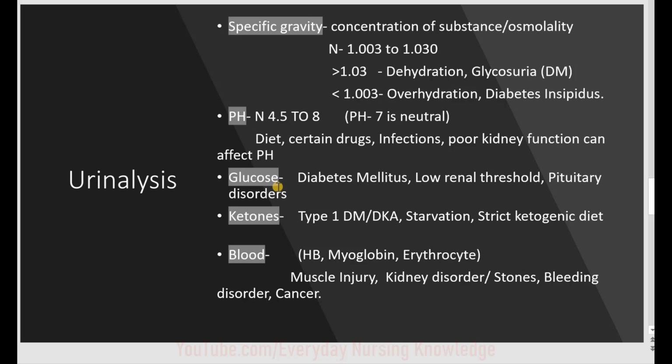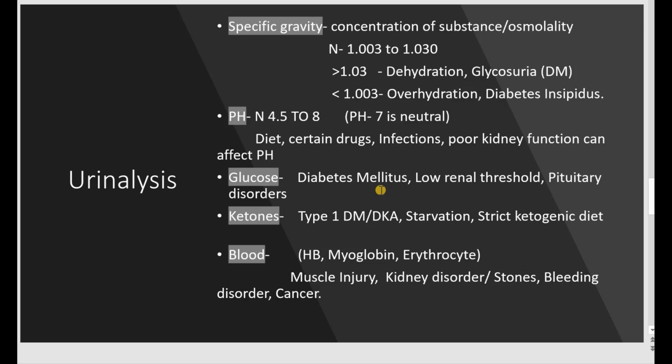Normally the urine glucose is negative. The glucose is filtered by the kidneys but reabsorbed back into the blood. So if present, it indicates diabetes mellitus, that means high blood sugar. As a result, sugar is not reabsorbed back into the body and is excreted through the urine. So rule out diabetes.